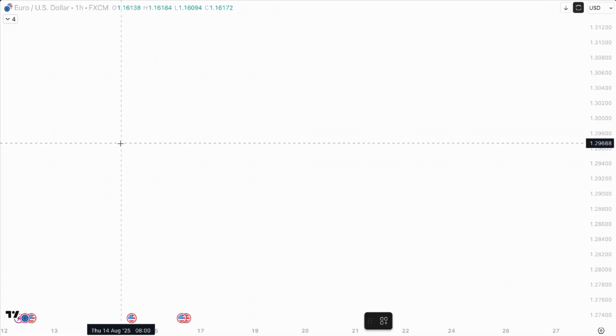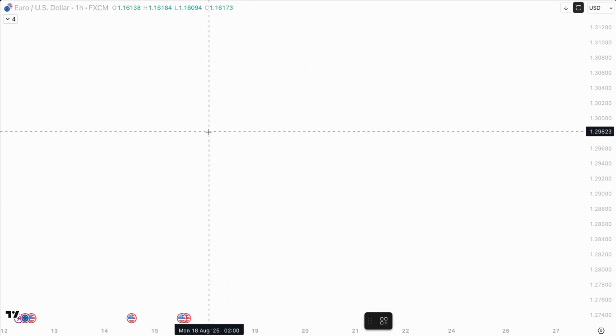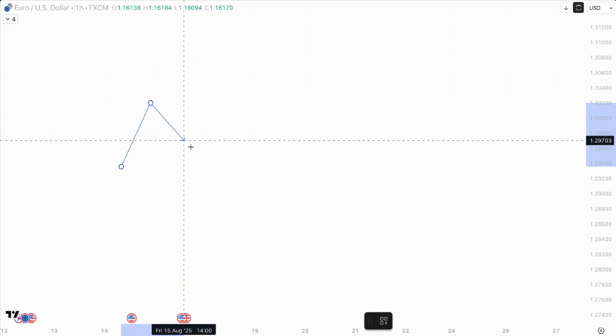Essentially, SMT is a price divergence between two highly correlated assets. This could be EUR/USD and GBP/USD, or another good example is S&P 500 and Nasdaq 100. So let me show you an example.